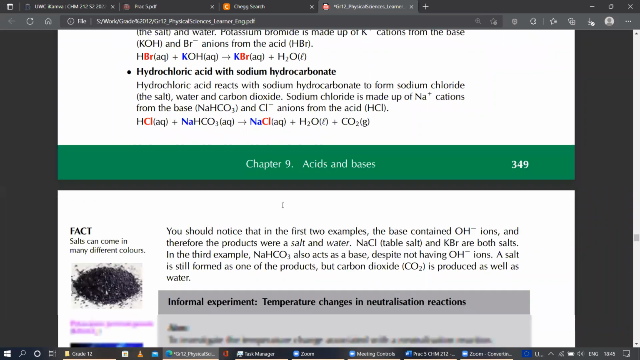Usually when neutralization occurs, your products are going to be a salt and water, and sometimes carbon dioxide. But that just depends on the reactants. It's mostly going to be a salt and water.